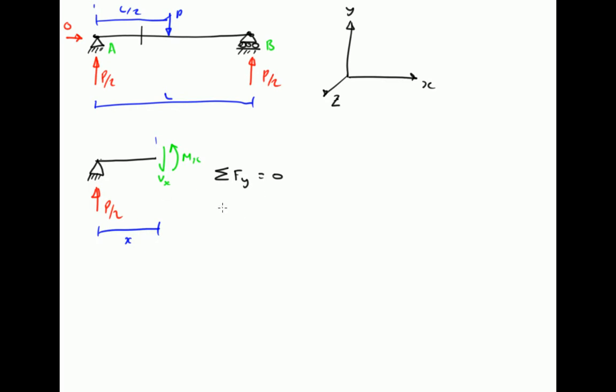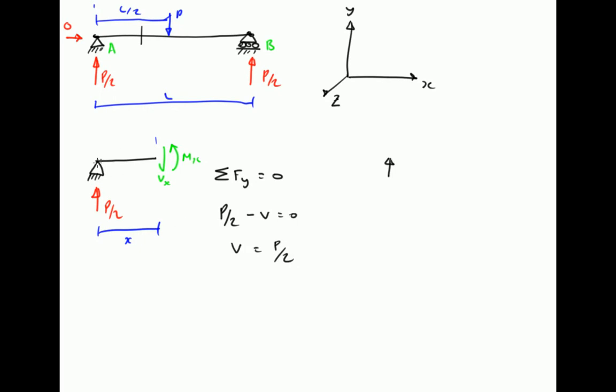So we say that P divided by 2, which is in the positive direction, minus V is equal to 0, therefore V equals P divided by 2. So we can begin to draw our shear force diagram for this beam.